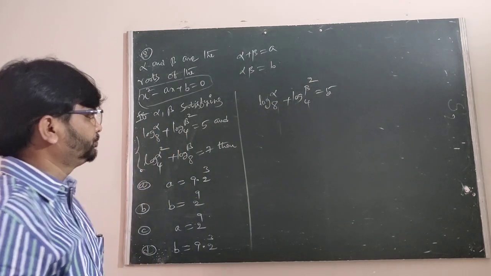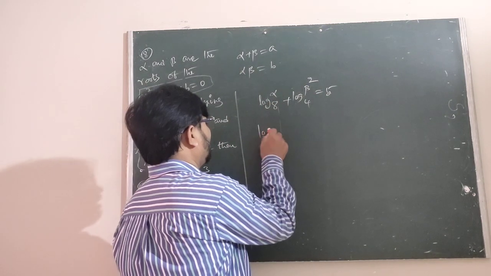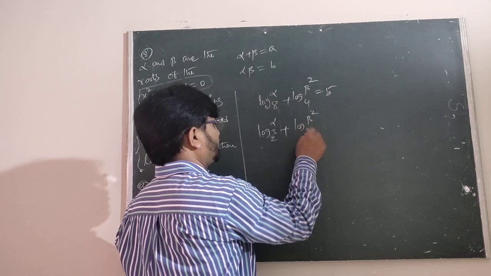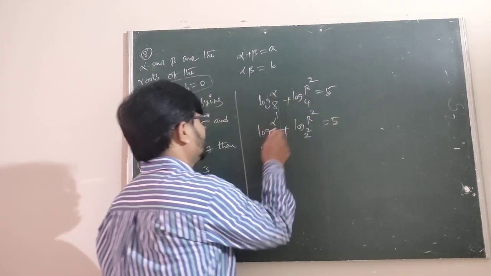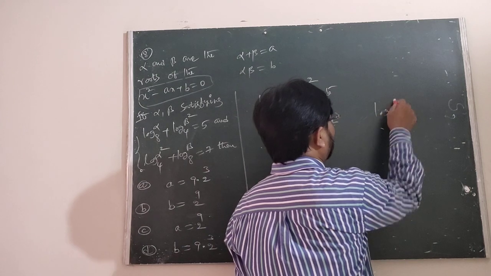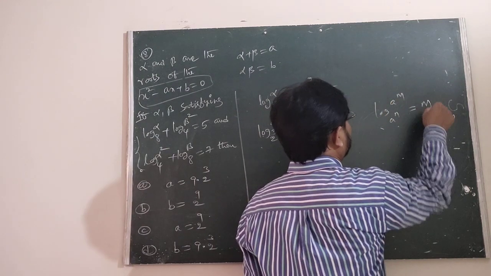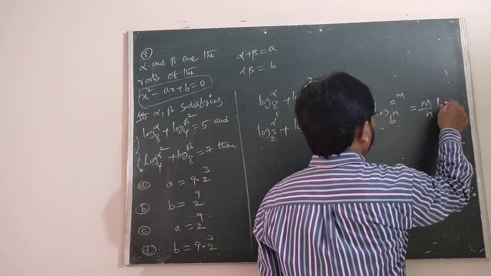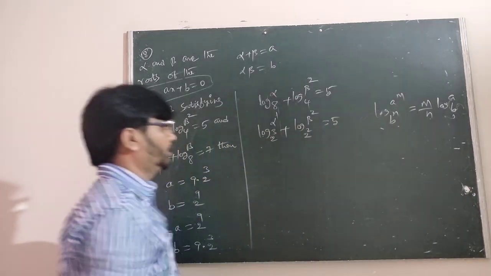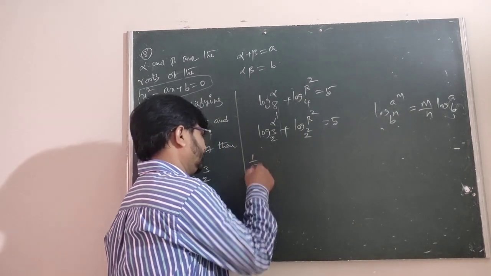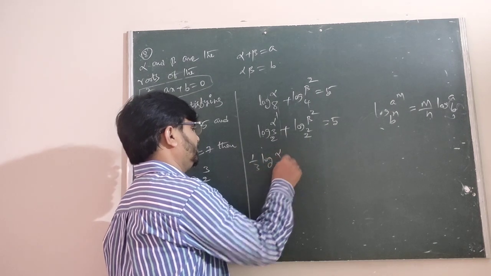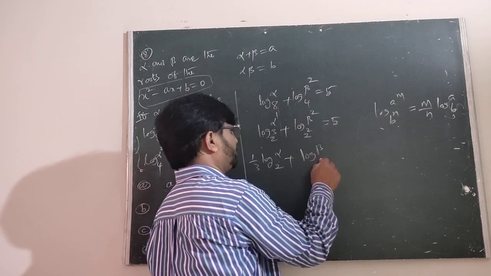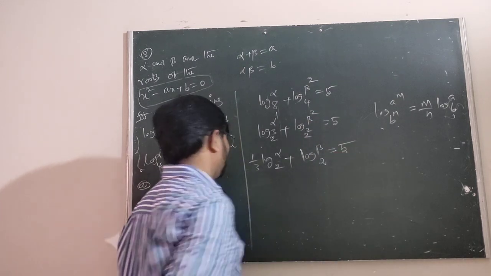Now we can write: log alpha base 2 cube, and this one is log beta base 2 square. We know the formula for log of a power n base b power m: it is m by n log a base b. Now here 1 by 3 logarithm of alpha base 2, and 2 by 2 is 1, so 1 log beta base 2 equal to 5.